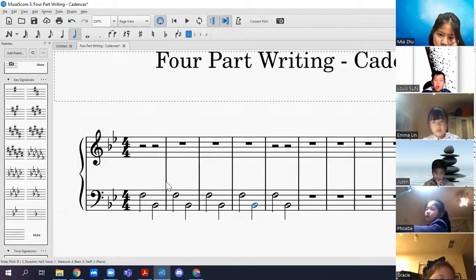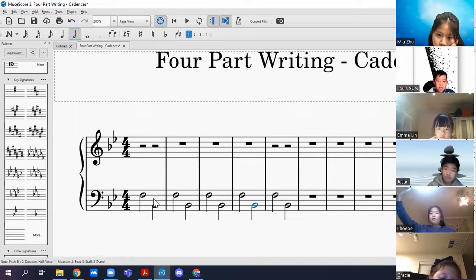And the bass refers to the voice. So the very bottom voice is called the bass, and the root of the chord is always in the bass. Does that make sense now?